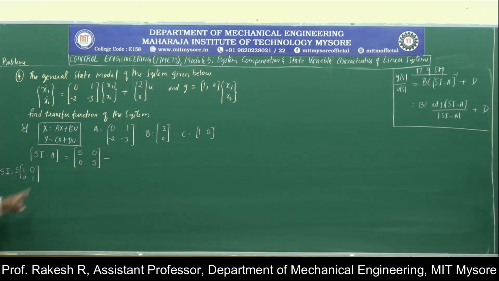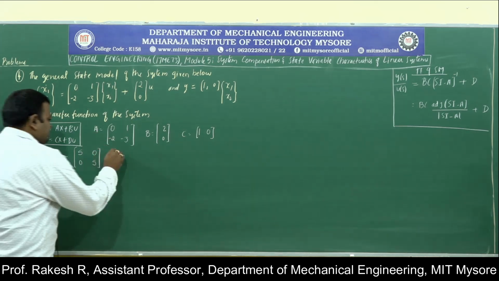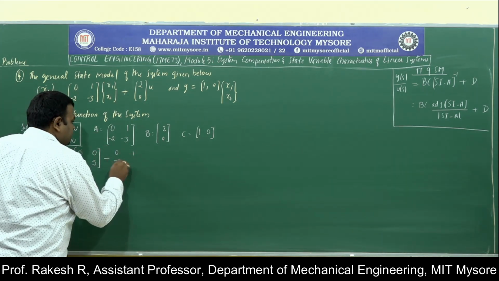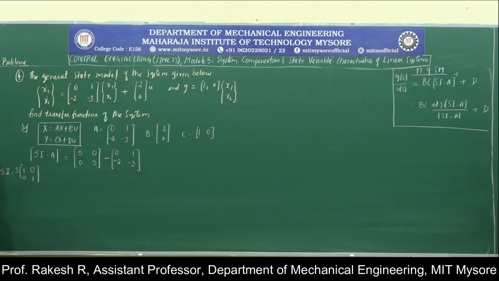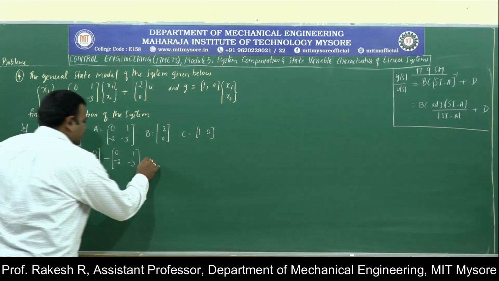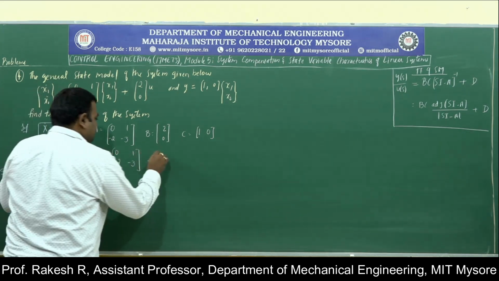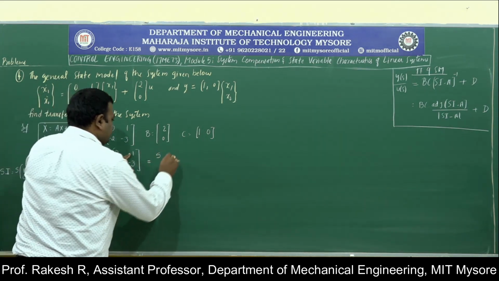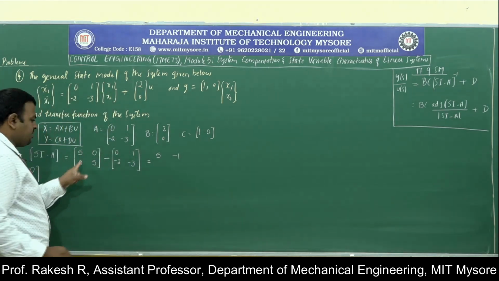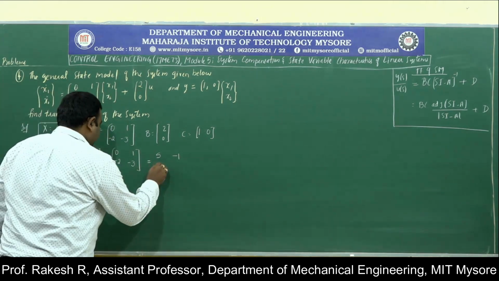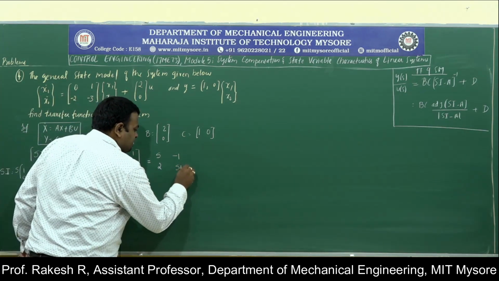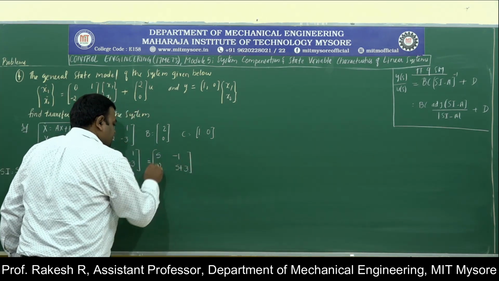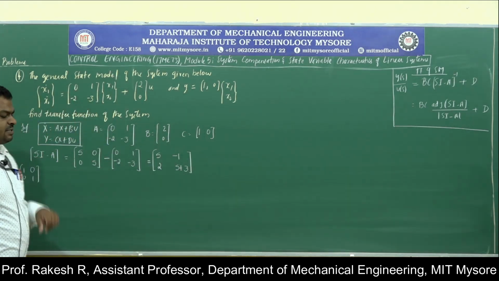minus A. What is A? [0, 1; -2, -3]. So calculate this sI minus A. sI minus A will be equal to s minus 0 is s, 0 minus 1 is minus 1, 0 minus of minus 2 is plus 2, s minus of minus 3, so s plus 3. This is sI minus A.